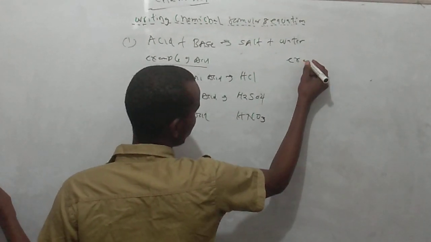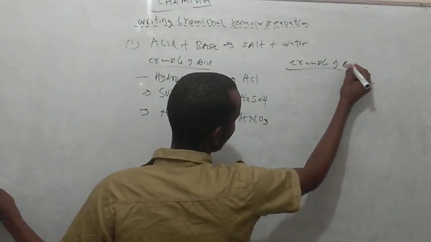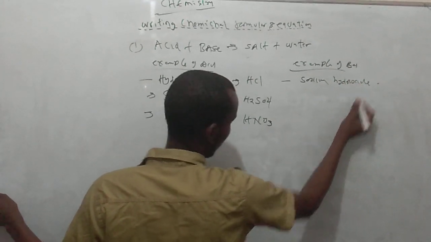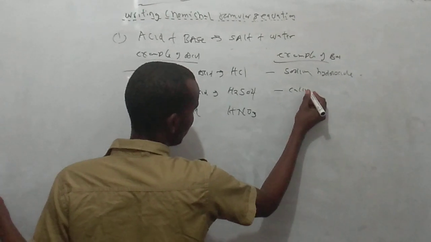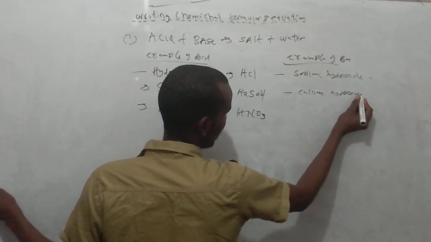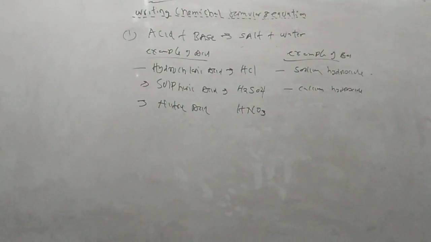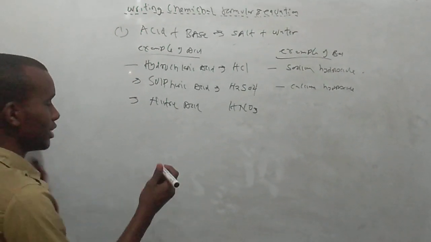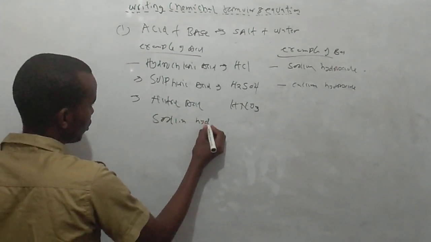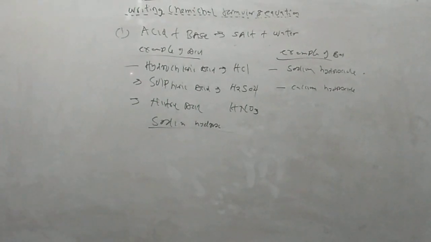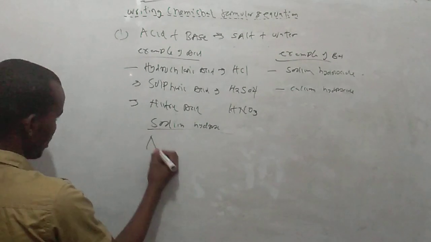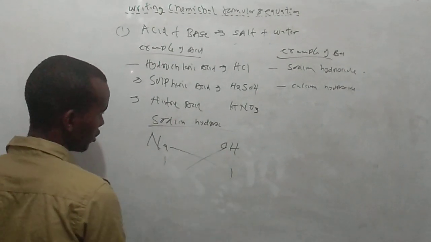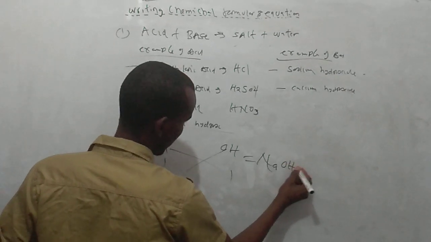We may also have examples of bases. We may have sodium hydroxide, calcium hydroxide, and others. So, if you react an acid with a base, how do you write the chemical equation for that? Remember, sodium hydroxide consists of two parts: sodium and hydroxide. Sodium is Na, hydroxide is OH. The valency of sodium is 1, OH is 1. So if they interchange, still we have sodium hydroxide, NaOH.